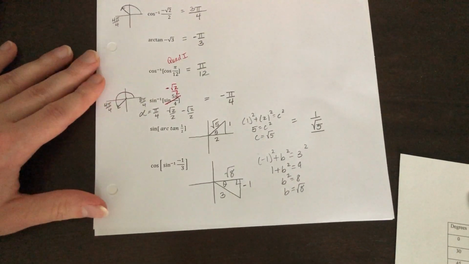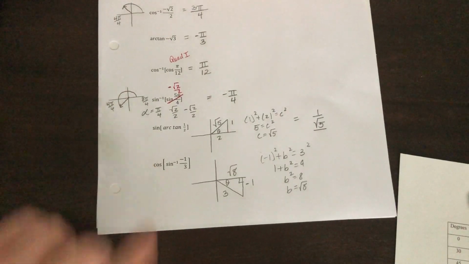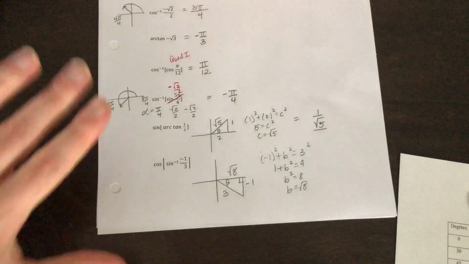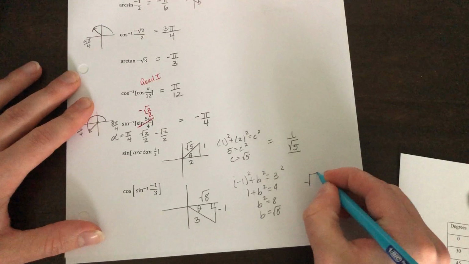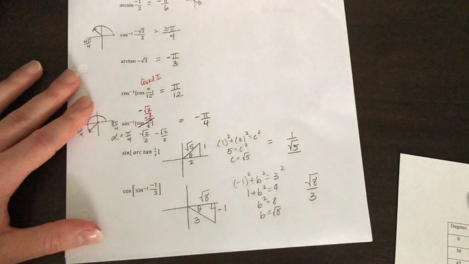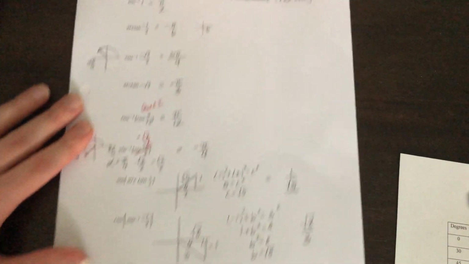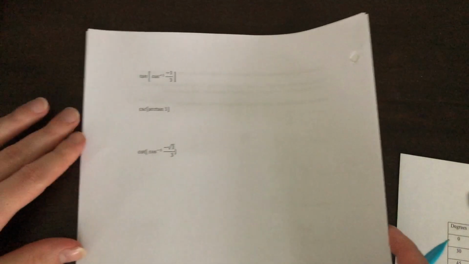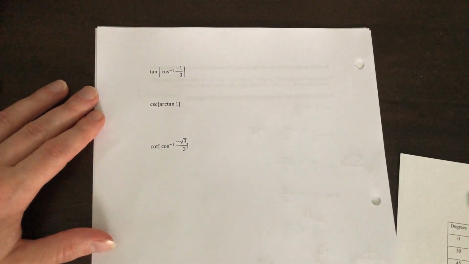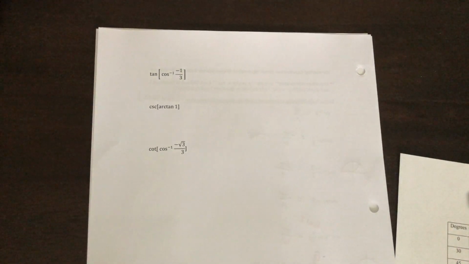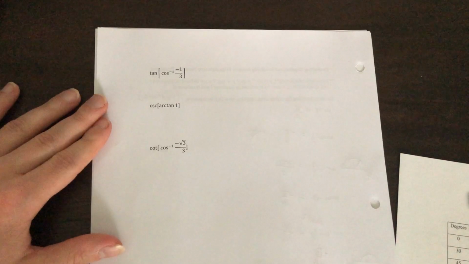Now we're going to evaluate the cosine, because that's what it says to do. So cosine's adjacent over hypotenuse, so it's going to be square root of 8 over 3. Like that. Now we're going to go onto the back page. So we only really do the triangle stuff whenever it's not on the trig chart. So just keep that in mind.